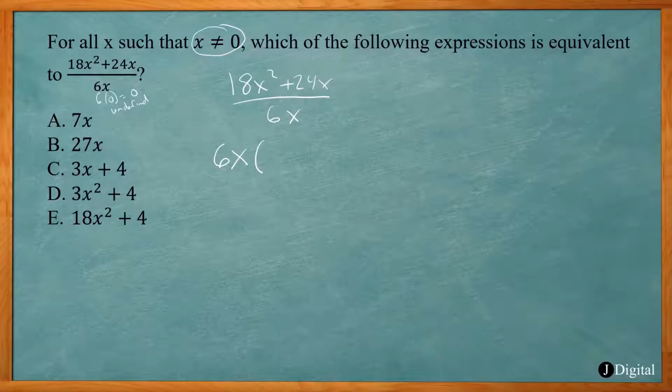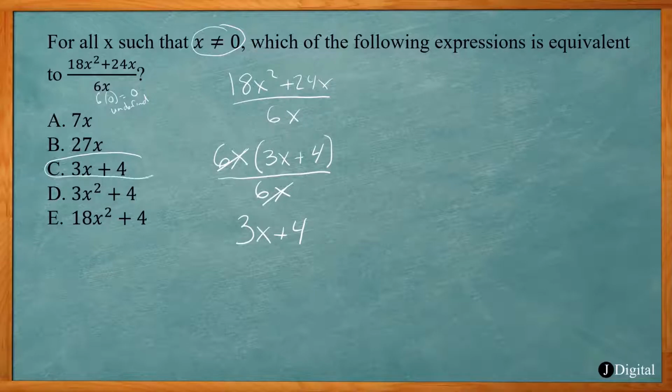Once you do that, 6x times what gives you 18x squared? I need another x to give me x squared, and I need 3. 6 times 3 is 18. And with the 24, 6 times 4 is 24. And I don't need another x because I have the x on the outside. So 6x times 4 is 24x. Then I have the 6x on the bottom. You notice we have 6x on top and 6x on bottom. Those can cancel each other out, leaving you with just 3x plus 4. So after that's factored, you can see the answer is C.